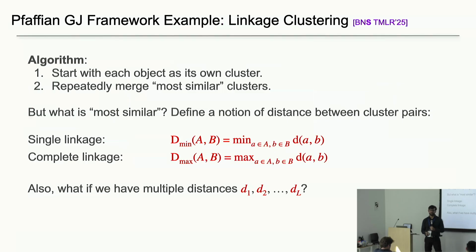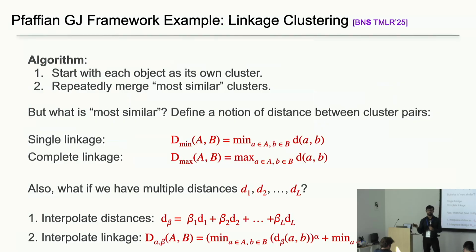Right, coming back to the clustering example, suppose not only do you have this single and complete linkage, but you also have multiple distance metrics, right? So you have different feature spaces, and each feature space defines its own metric, and suppose you do a linear interpolation of these distance metrics. If you do, you get this sort of complicated expression for interpolating linkages as well as distances, but all these expressions, these exponents and these linear interpolations, can be expressed using Pfaffian functions.